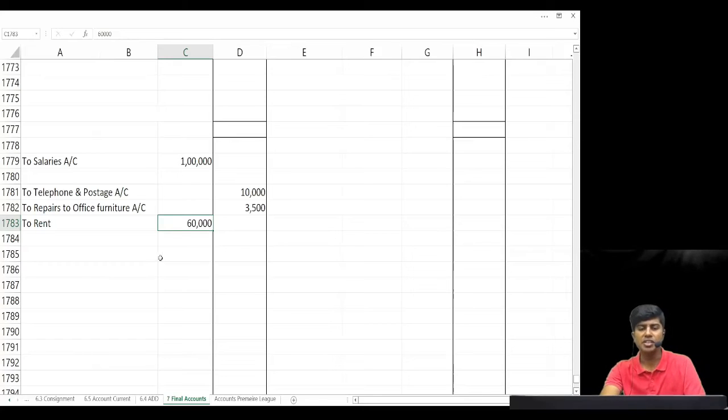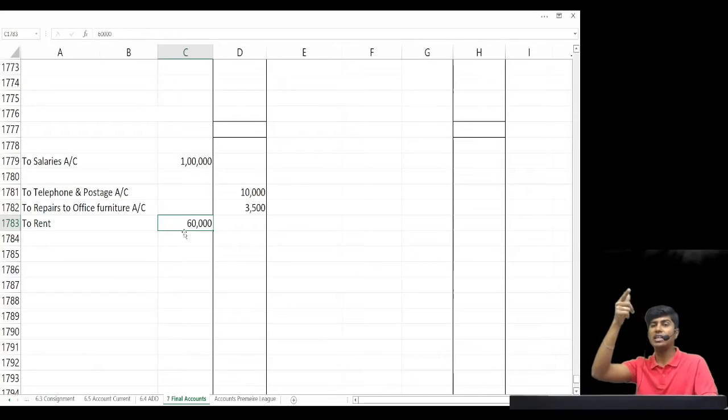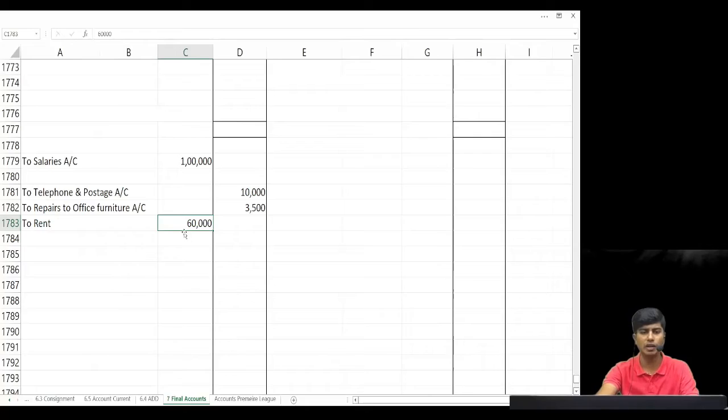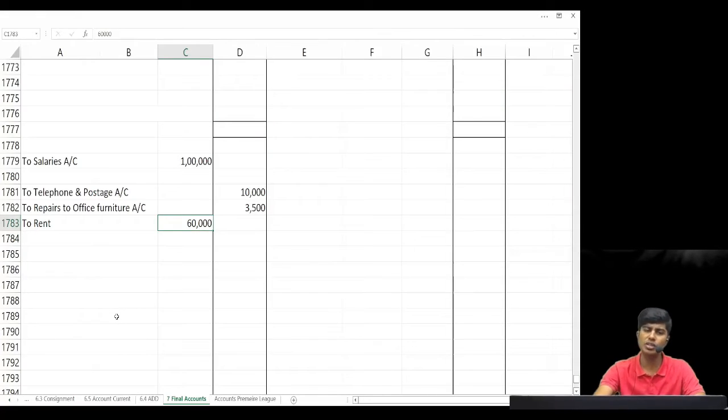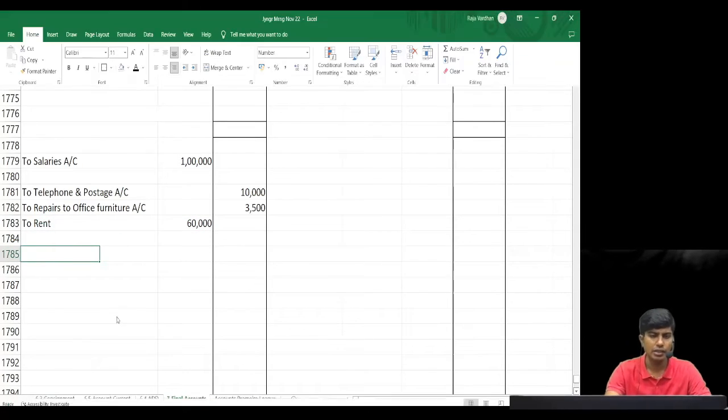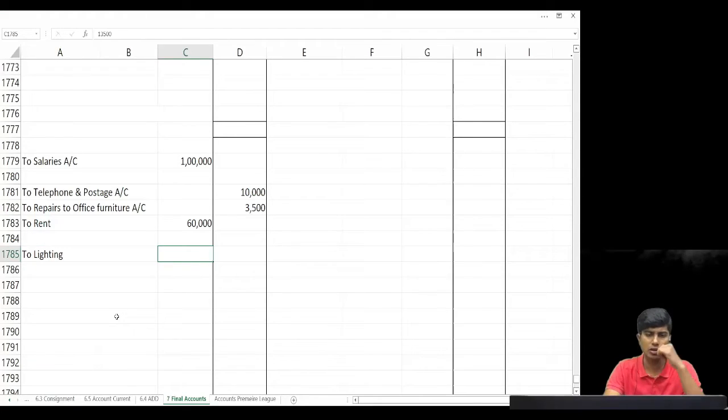Okay, now this 60,000 will be split between factory and office. We have given the ratio. We'll do it later. After that, there is lighting 13,500. Where would this come? Again, this has to be split between factory and office. So I will write it in the P&L account, inner column. How much?